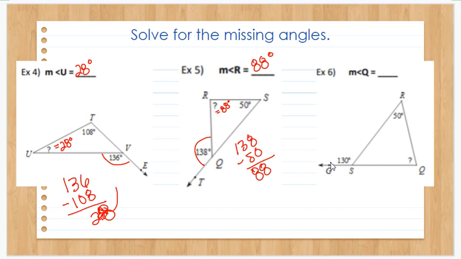And last one, we have our exterior angle here of 130 degrees outside the triangle, and we know one of the remote interiors is 50 and the other one is our question mark. So we know that this angle plus this angle add up to 130, so to find the missing one, we'll do 130 minus 50. And that gives me 80. So this angle is 80 degrees. It's angle Q, so the measure of angle Q is 80 degrees. Great job.